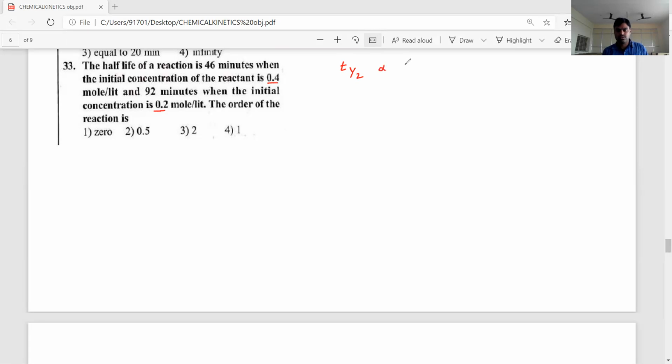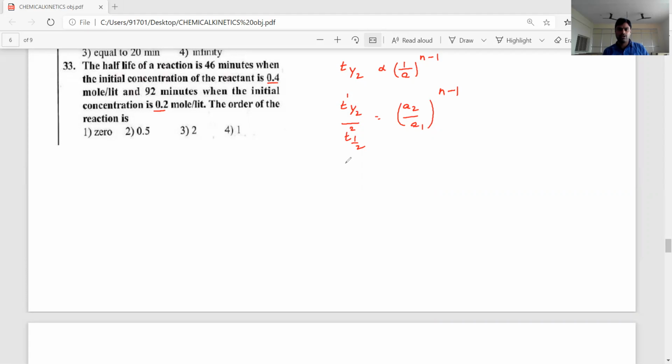the half-life t1/2 is inversely proportional to 1 by a to the power of n minus 1. Let's see that: T1 half by T2 half is equal to (A2 by A1) whole to the power of n minus 1. There we have to find the n value.